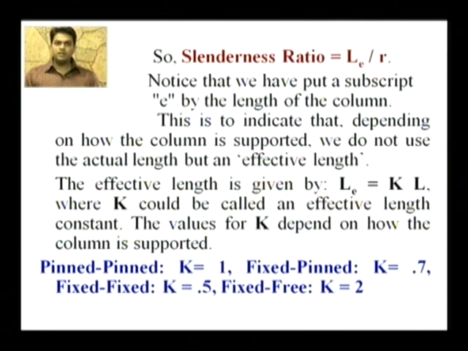When one end is fixed and the other is free, then the effective length constant K will be equal to 2. So suppose the length of the column is around 1 meter, but it is fixed at one end and free at the other end. We will say the effective length is equal to 2 multiplied by 1, that will be 2 meters then.